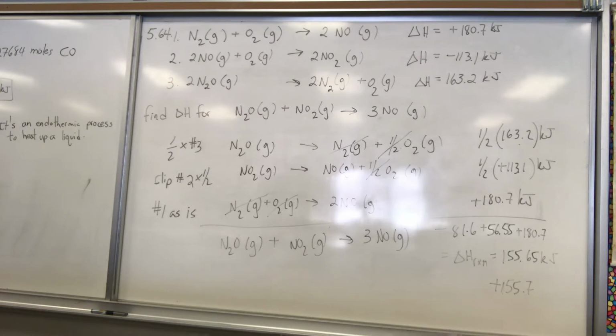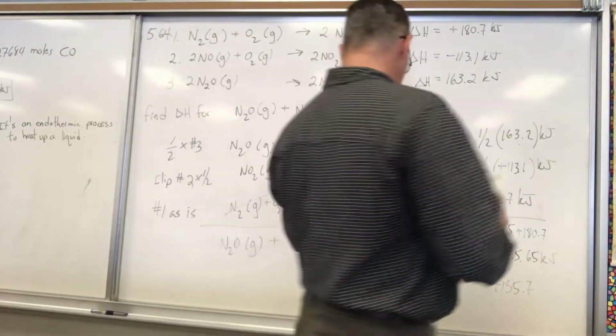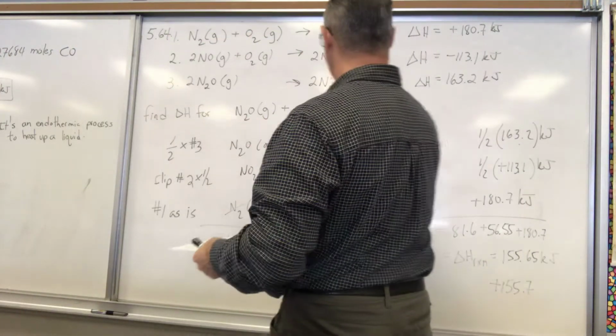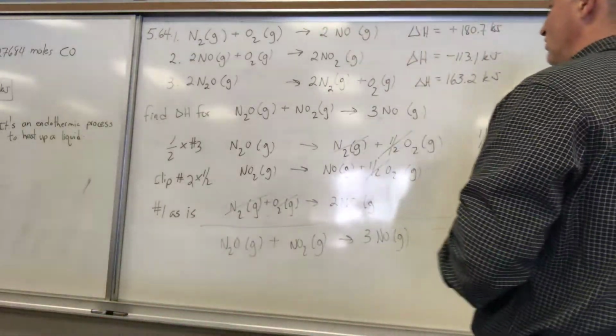Where's 209? It's on the other side of this page. Okay, 64, it says, given the data, it gives you 3 equations, and it wants you to find the enthalpy for this equation, which it doesn't give you the enthalpy value for.